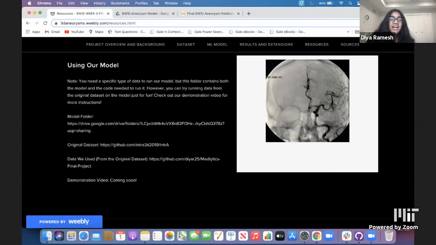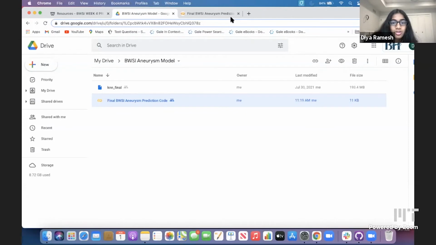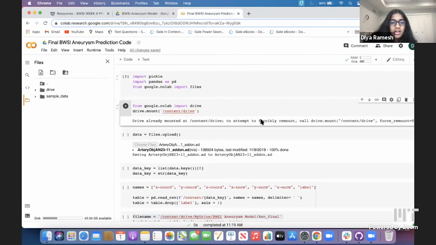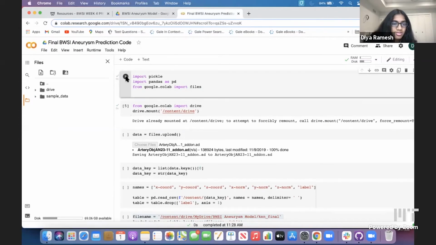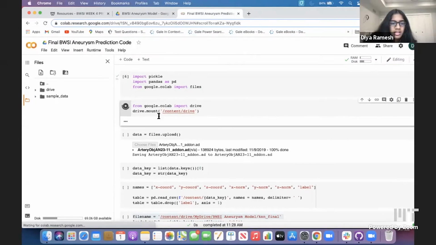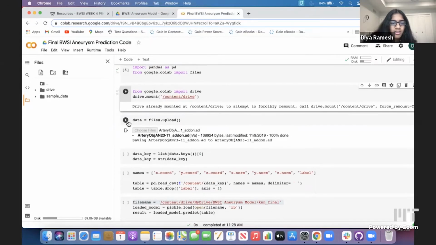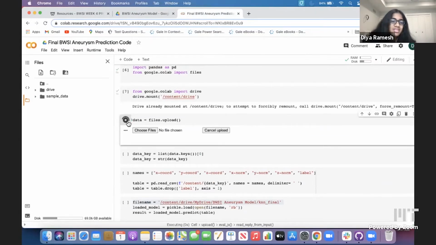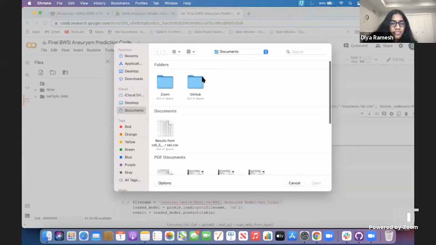But we realized that as of right now, our model isn't great for use in any kind of web app or app. So what we did instead is create a folder that contains our model in this Google Colab notebook that you can just use for fun to test our model. You just run the cells and upload the files from the original data set, because again, this is just to see what our model's doing.